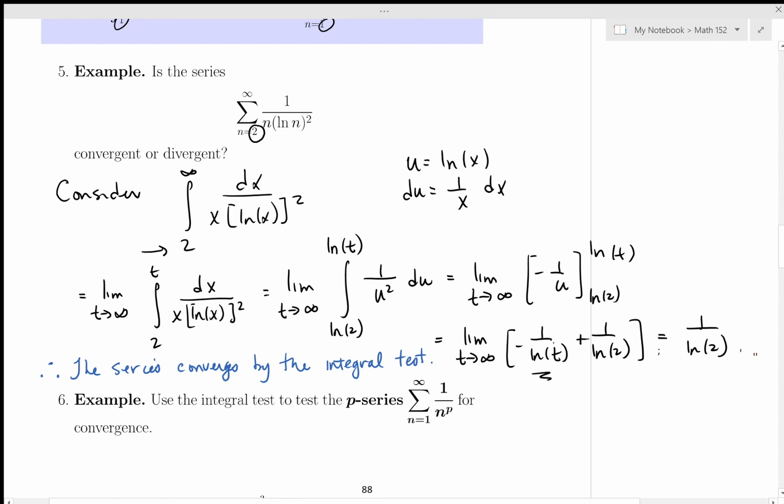Okay, so what we do is we evaluate the equivalent integral. If the integral diverges, then the series diverges. If the integral converges, then the series converges. And when you do this, it's nice when you draw a conclusion. You say, okay, I've analyzed the situation, I'm telling you that the series converges, and then you tell the person why.